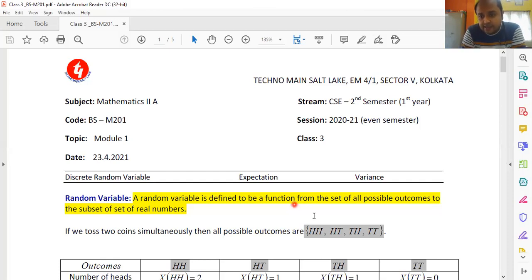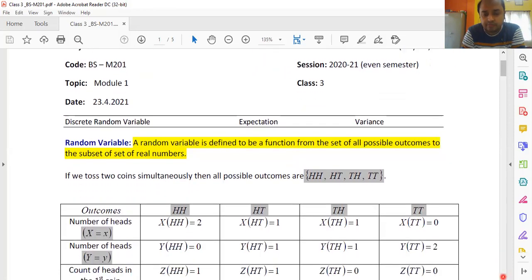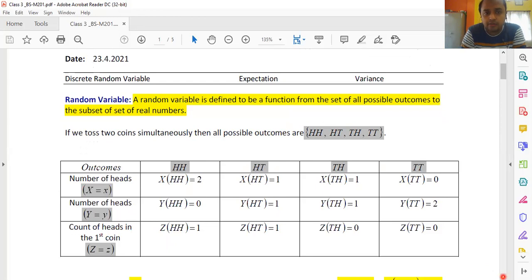So to make you understand what this is all about, let me give you an example of tossing two coins simultaneously, be it unbiased or biased, that is not a big issue. Now, once we toss two coins simultaneously, you know that the possible outcomes are these: HH, HT, TH, and TT.